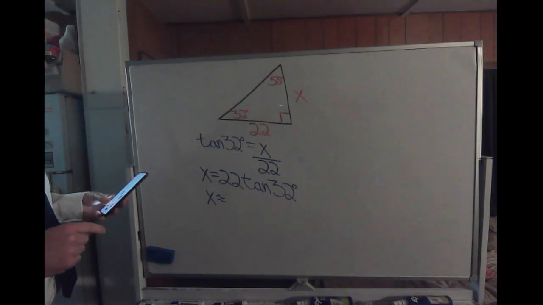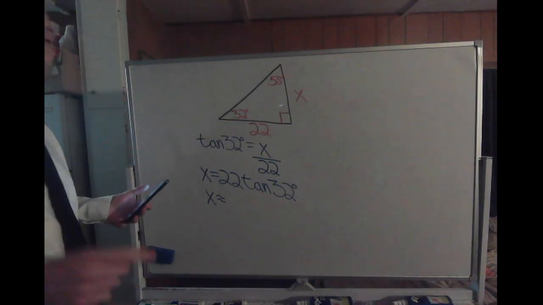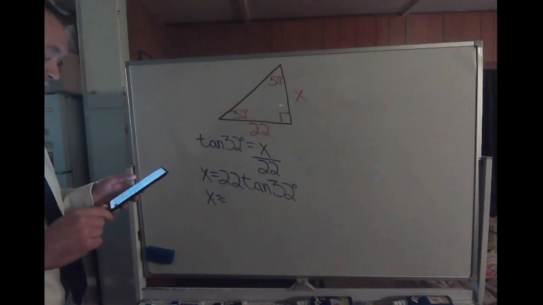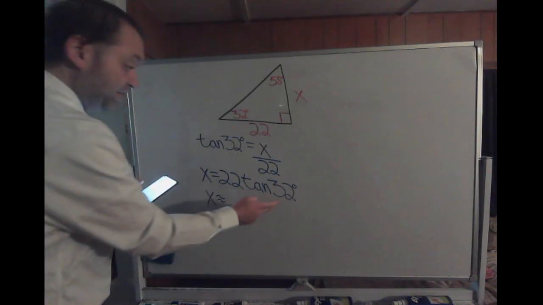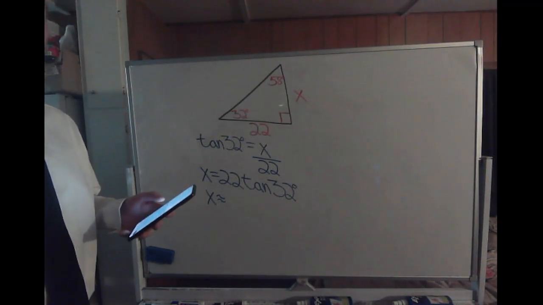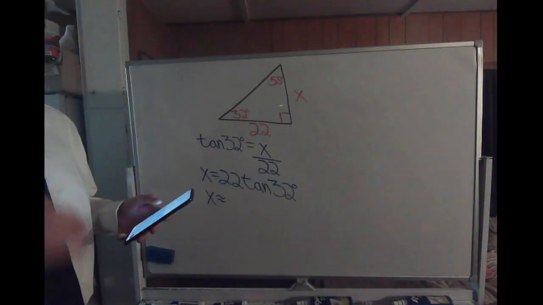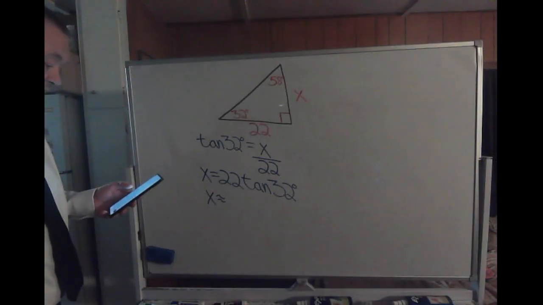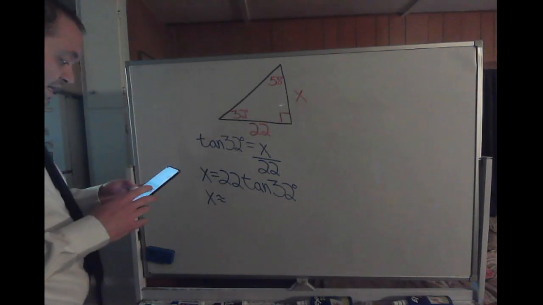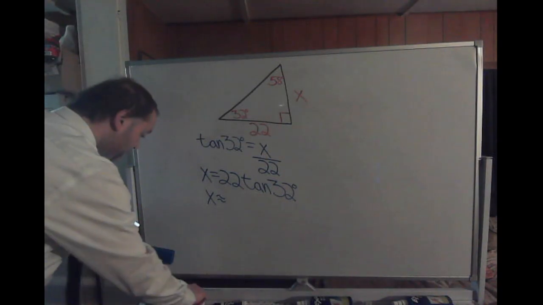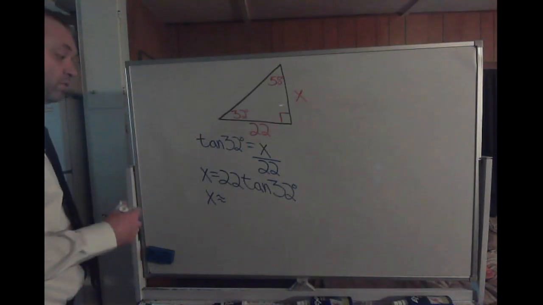Now in your calculators you should see a tangent button, but there's one disclaimer I want to go over real quick. It is very important that your calculator is set to degrees, because if it's set in radians, you're going to get a completely different answer. We're not going to do radians in this course. We will in Algebra 2 Trig and in Pre-Calc, but you want to make sure you do degrees. So now we just take 22 times the tangent of 32 degrees, which would give us a length of about 13.74.